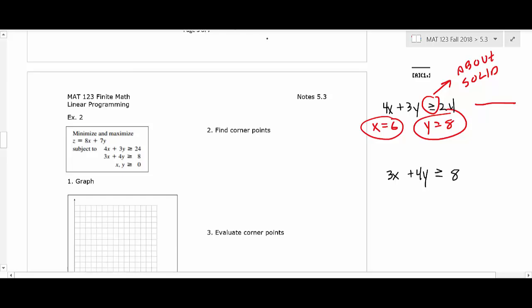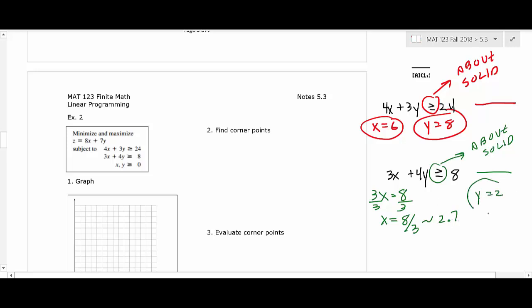I'm going to do the same thing with the next one. Again, it's a greater than, so it's going to be above the line, and it's going to be solid. The intercepts on this: what is the x-intercept on this one? 8 over 3. If you can't do that in your head, write down 3x equals 8 and divide by 3, so you get x equals 8 thirds. If it's something like that, you can take your calculator and change it to a decimal. So 8 thirds is about 2.7. The y-intercept on this would be 2. They will turn out to be decimals sometimes, and that's okay.